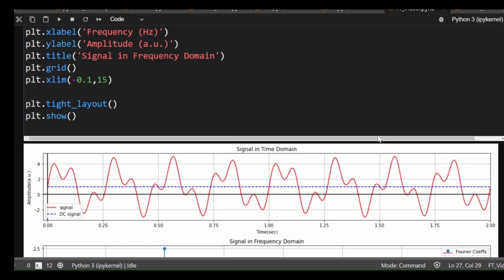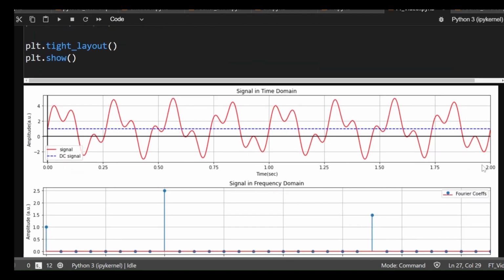So here we are. This is the time axis. I have a signal which is going from 0 seconds to 2 seconds. It contains multiple frequencies. This blue dotted line, which has an amplitude of 1, is the DC component. And then there are 2 sinusoids mixed together at 2 different frequencies, and that's the reason why it's a complex sinusoid, not a pure sinusoid. This is my original signal.